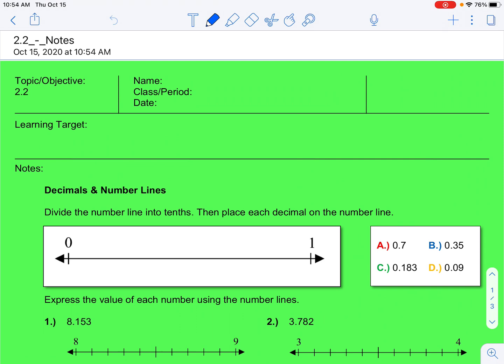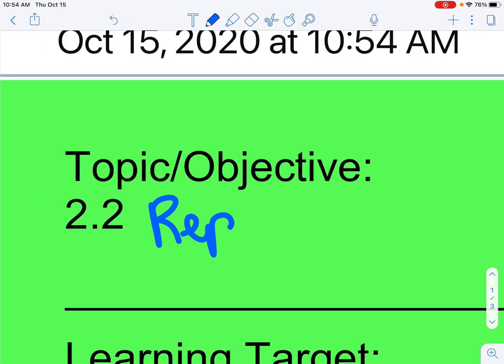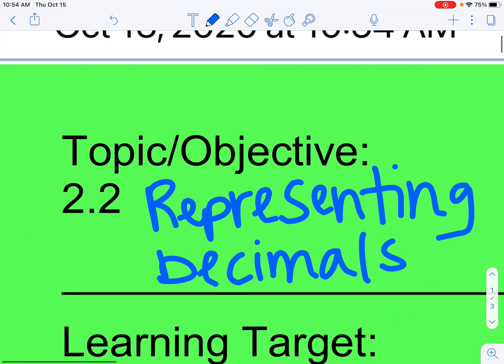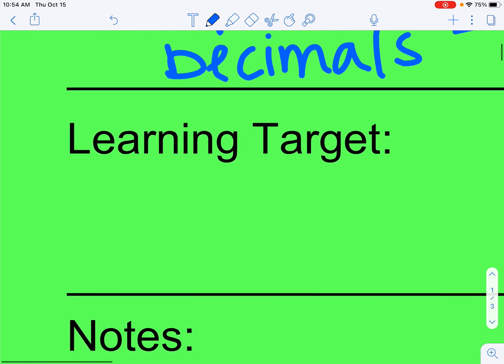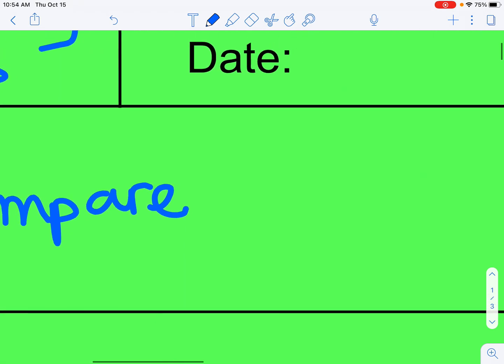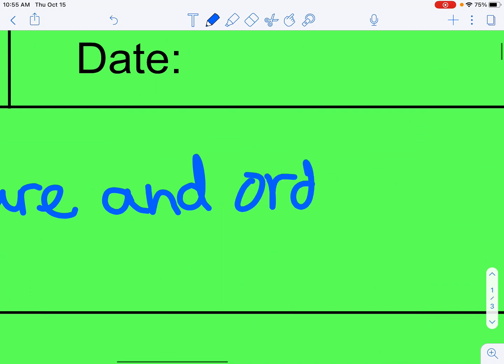Today we are going to start lesson 2.2, which is still on decimals. So our topic is still representing decimals. It's the same topic as yesterday, but our learning target is going to be a little different today. Our learning target is that I can compare and order decimals using a number line. We're going to be using a lot of number lines today to help us through comparing and ordering.